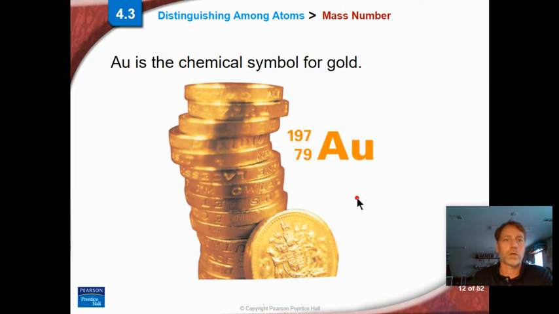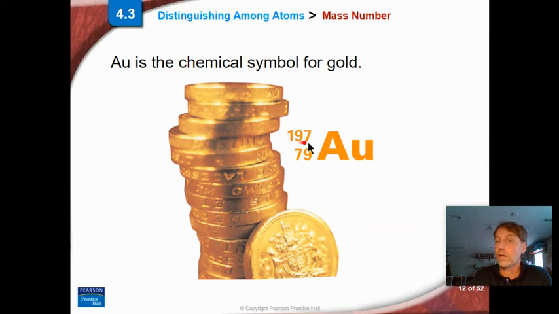Okay, so let's look at gold here. Gold is this element, Au. And so we have an atomic number of 79 and an atomic mass of 197. So the mass is the bigger number. Mass is usually the bigger number. Actually, it's always the bigger number. Its mass is 197, and the atomic number, the number of protons, is 79.